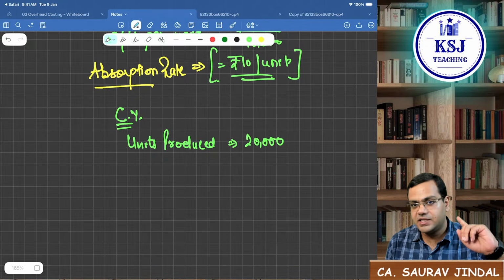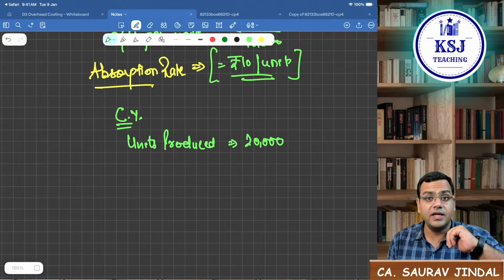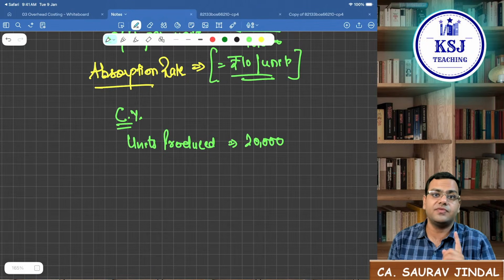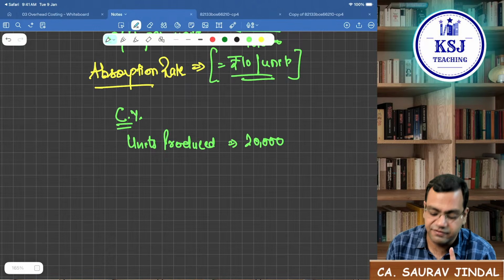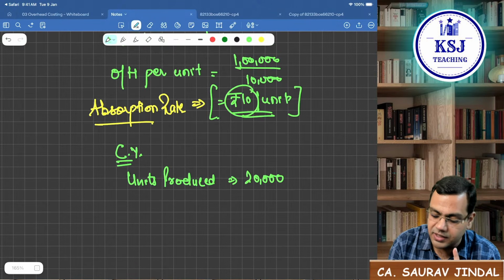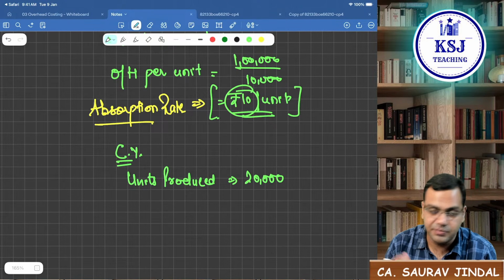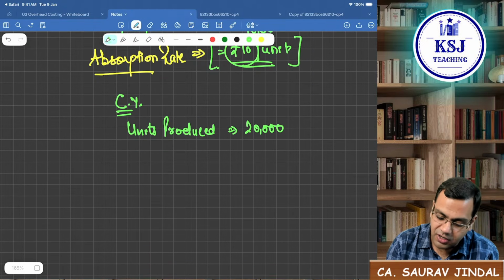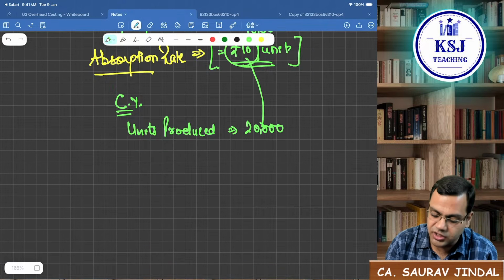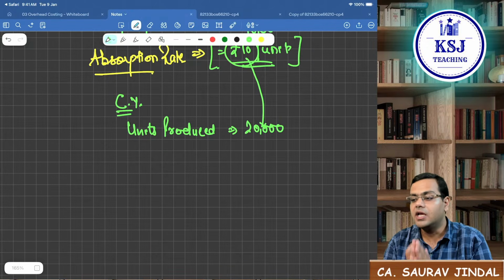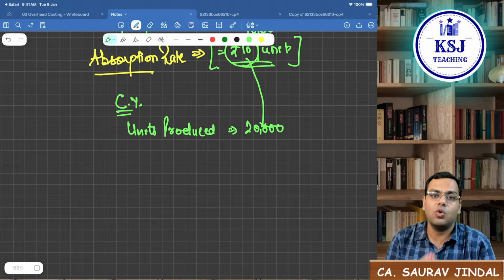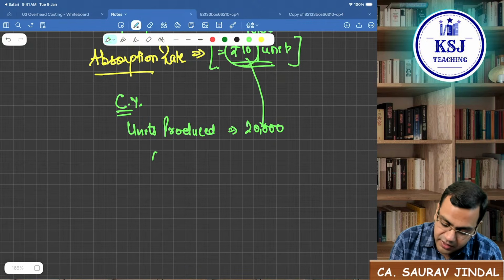Now from the previous year's experience, what you have calculated is that for every 1 unit that you are manufacturing, 10 rupees is my overhead cost. This absorption rate you will apply on these. So if you are manufacturing 20,000 units, what will be your overhead cost?